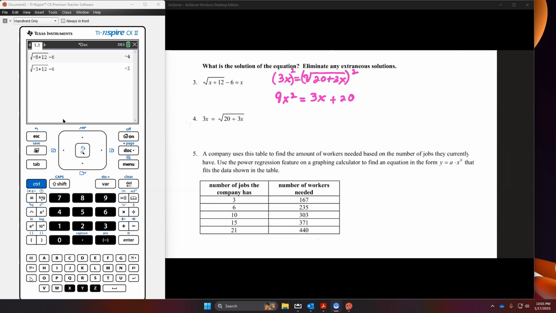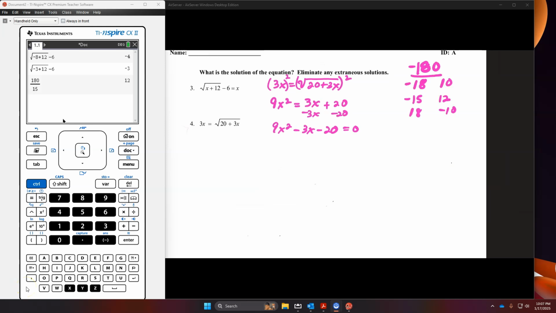So what I probably want to do is move the 3x and 20 to the left side. So you're subtracting 3x and you're subtracting 20. So you have 9x squared minus 3x minus 20 equals 0. I'm going to solve again by factoring. So we have 9 times negative 20 gives you negative 180. So we have x squared minus 3x minus 180 equals 0. You multiply two numbers to get 180, but you want it to be equal to the middle.